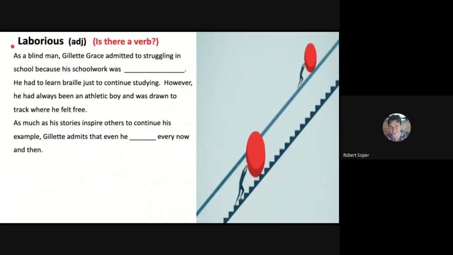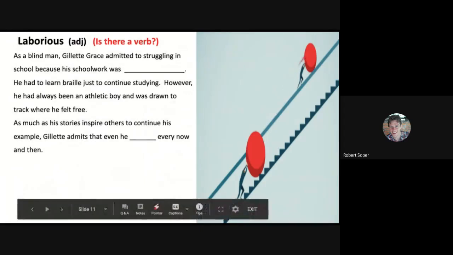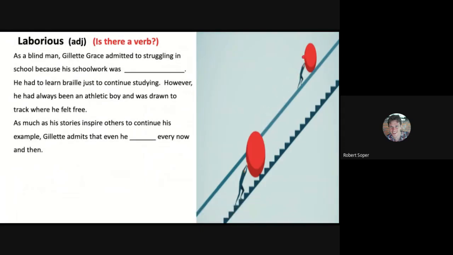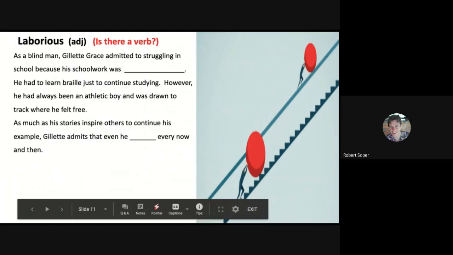Okay, let's focus on this word, laborious. So, what do you think laborious means? Have a look at this picture to help you. What are these men doing? They're pushing boulders. Do you think that's an easy task? Could it be described as laborious?